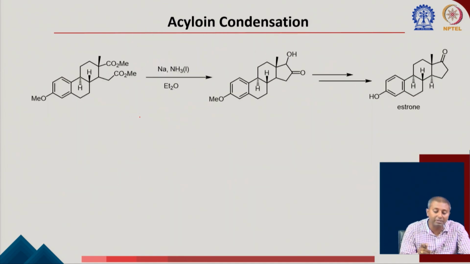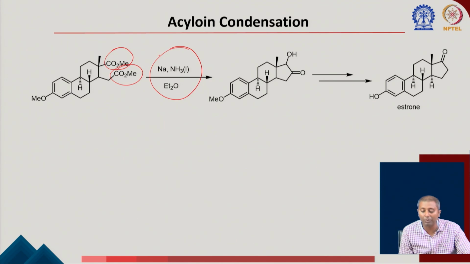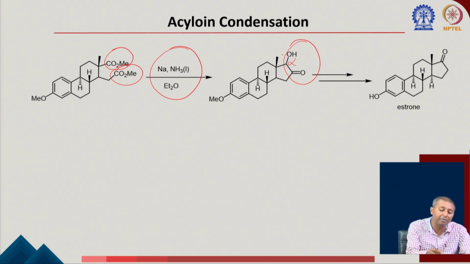Another important example here, you can see there are two esters. These two esters again are going to take part in the acyloin condensation in the presence of sodium and liquid ammonia, and in place of diethyl ether, what is going to happen? You again end up forming this alpha hydroxy carbonyl compound. I think the mechanism has already been discussed. A very similar mechanism happens. First single electron transfer to form C dot. The radical recombination, getting rid of the alkoxide, 1,2 dicarbonyl formation. Then further reduction can form the corresponding alpha hydroxy ketone, which can finally be converted to the estrone.